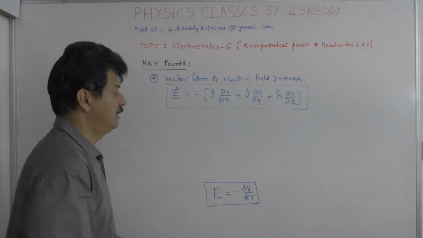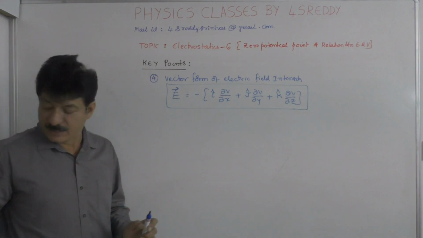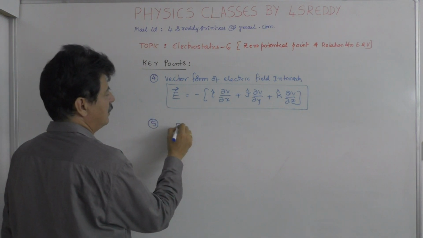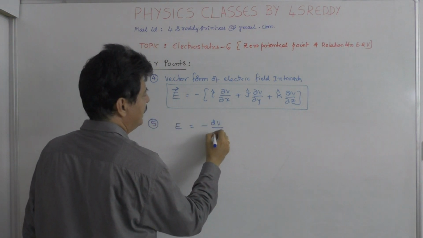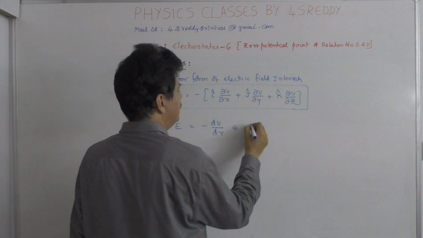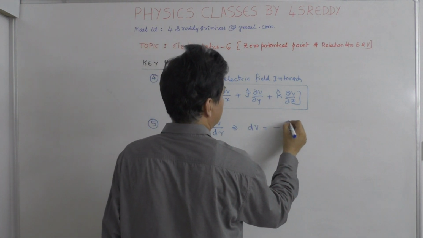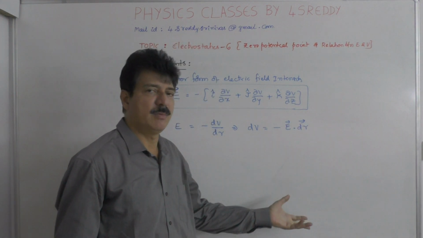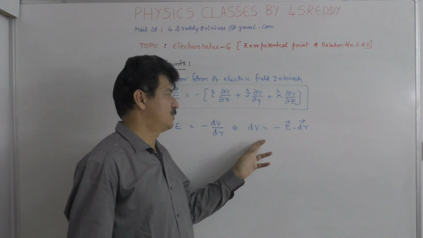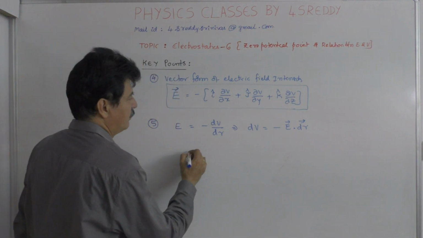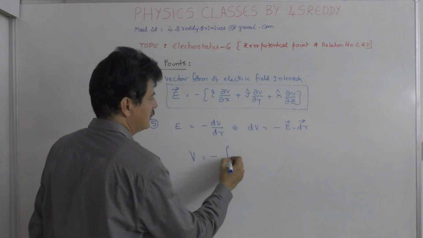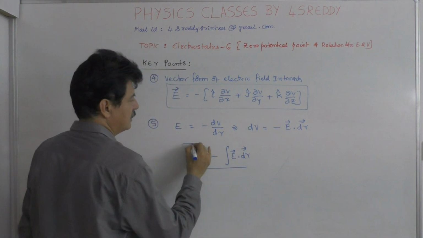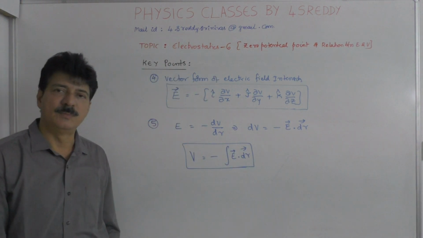Here we can write another important formula. E is equal to minus dV by dr, which you can write as dV is equal to minus E bar dot dr bar. Because E bar and dr bar are vectors, the dot product must always be a scalar. So dV is this. Therefore, V can be written as minus integral E bar dot dr bar. This is another formula that we have to use.